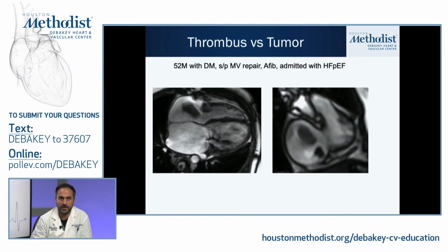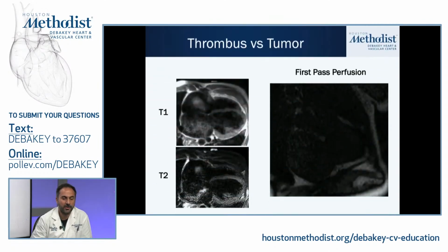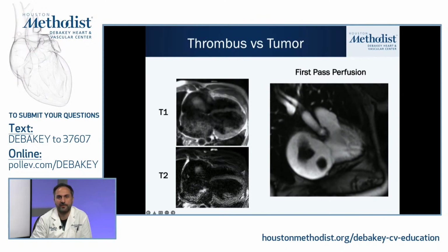Usually not, assuming this is echo. So if you apply tissue characterization, you see some slightly high signal on T1 on the left and also on T2. And if you look at the first pass perfusion, no contrast shows up in these masses.